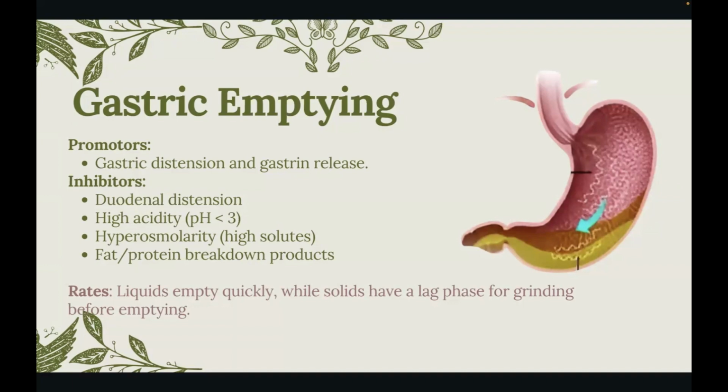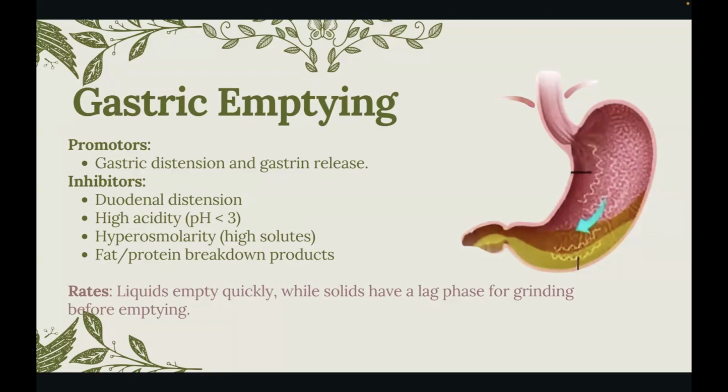Now inhibitors, on the other hand, are multiple ones. Number one, duodenal distension. And I want you to remember, the promoting or positive factor is gastric distension, and the inhibiting factor is duodenal distension. Okay? Now, why is duodenal distension inhibitory? Because think about it. If you have distension or food accumulating in your duodenum, do you want this food to go back to the stomach? No, absolutely not. This is just a chaos type of thing. This is why gastric emptying is inhibited whenever there's duodenal distension.